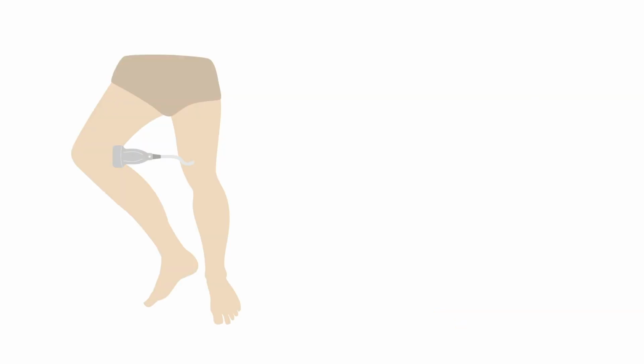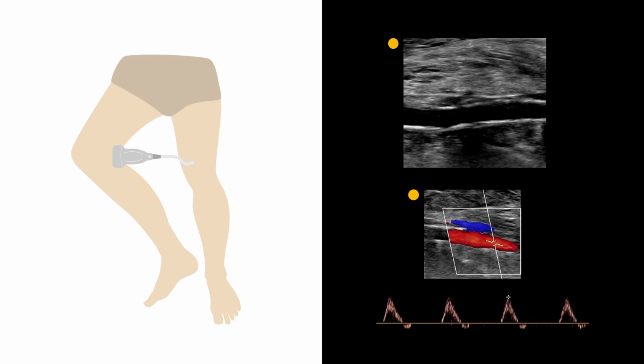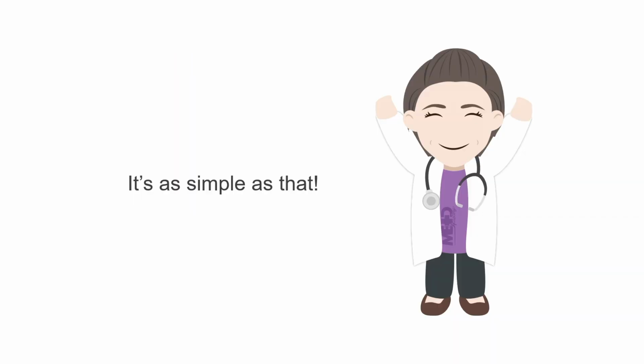Next, evaluate further down the leg. Pick up the probe and place it behind the knee. Evaluate the entire popliteal artery behind the knee by moving the probe down as far as possible until the calf vessels bifurcate. Again, this will produce the 2D black and white and color images and waveform. It's as simple as that.